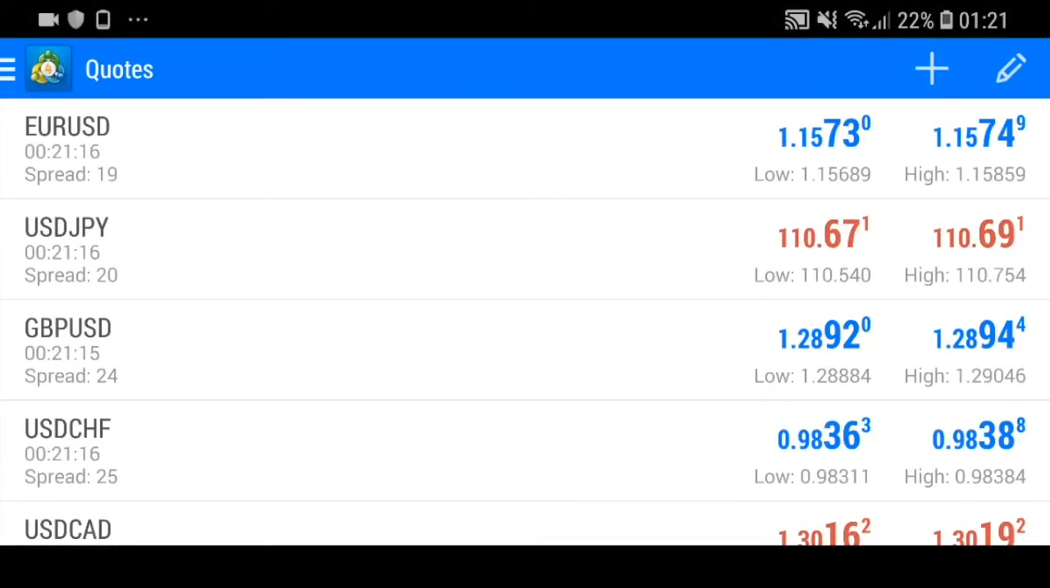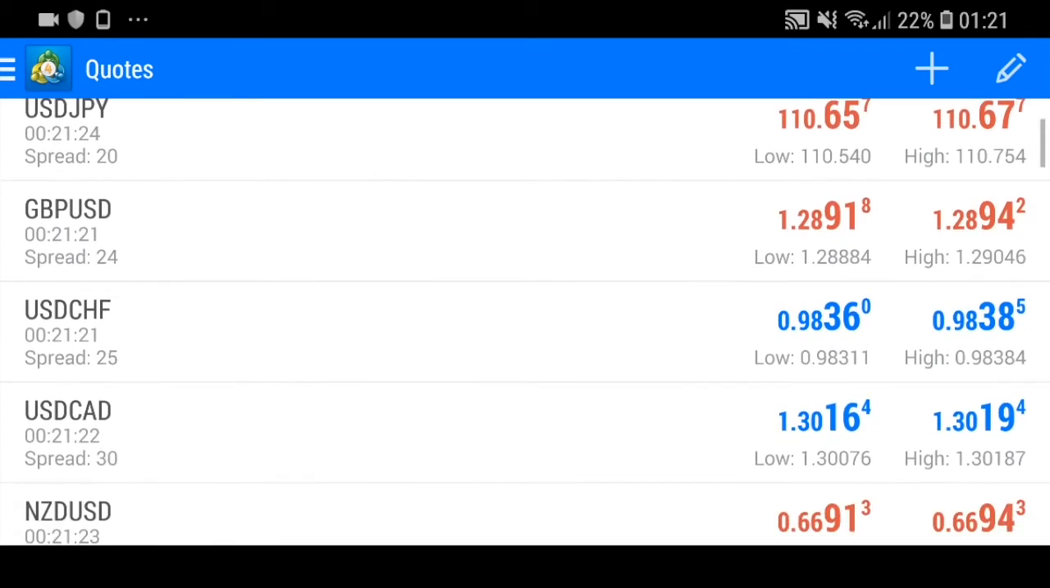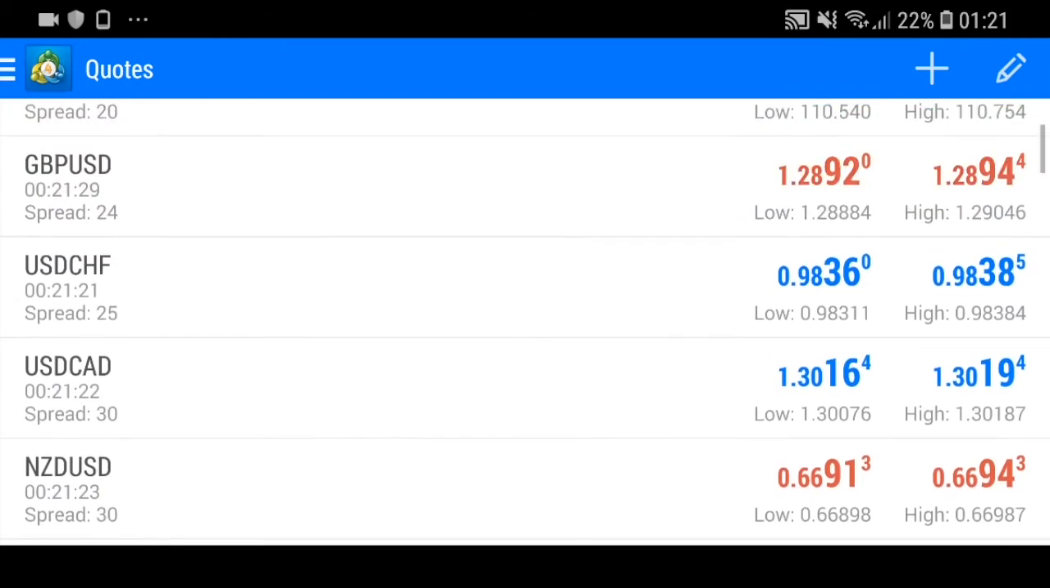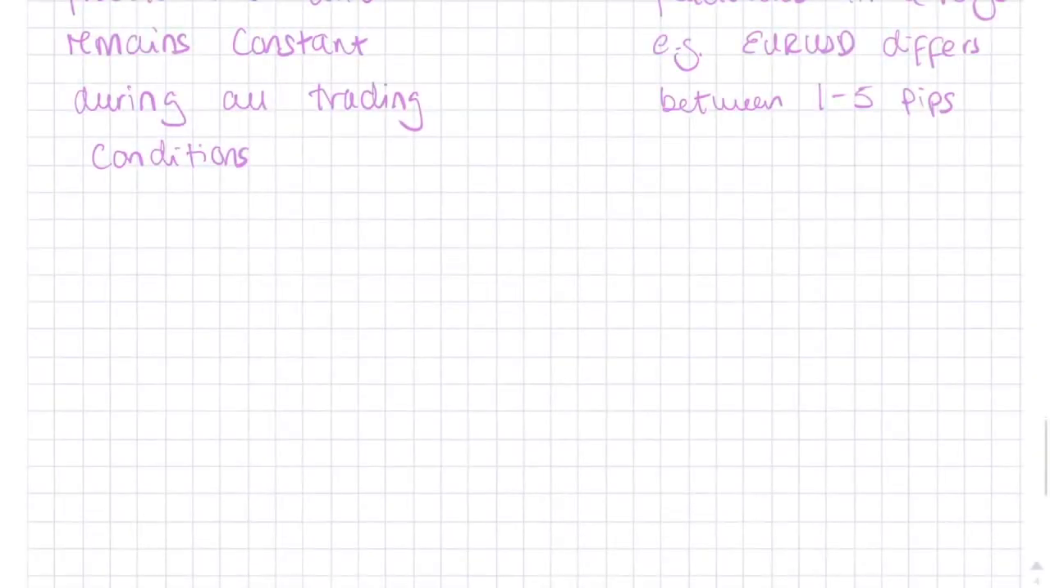So this is an example of a fixed spread. On the same app, the currency rates are changing, but the spread is staying exactly the same. It's not changing. And even when we go to the less common currency pairs, the same thing is happening. And this is a good thing, that there are no unpredictable changes in the market. And I hope you understand the difference from this.